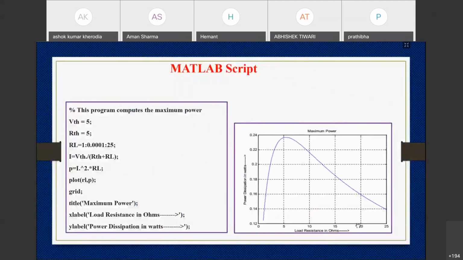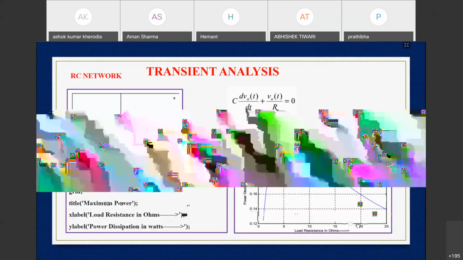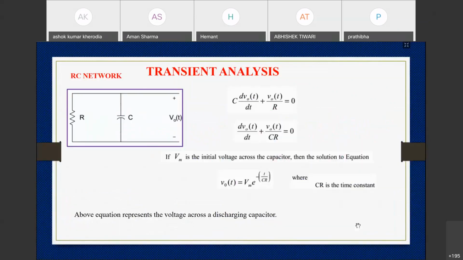Next is, suppose you want to have transient analysis, means for an RC network you want to plot the charging and discharging of a capacitor. So what will be the equation for charging and discharging? Anyone?